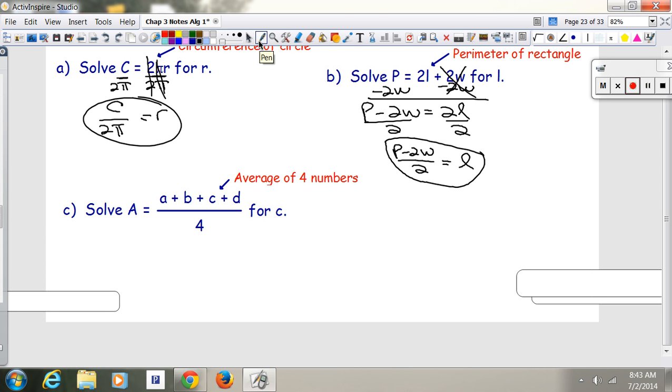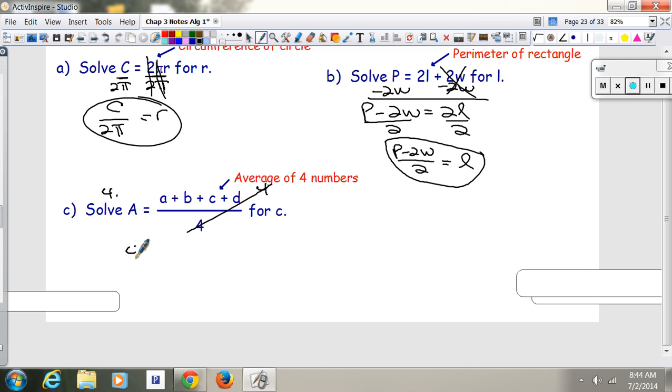And they want you to get little c by itself. So it's almost the same as our last one, where we had the average of 3 numbers and we got little a by itself. This one, they're just trying to get little c by itself, so you're going to multiply both sides by the denominator of 4. So those will cancel out.